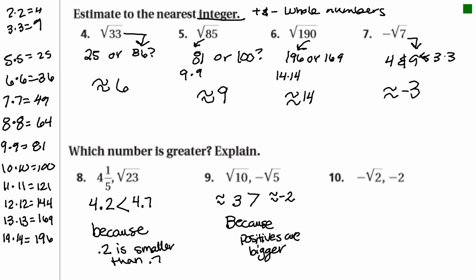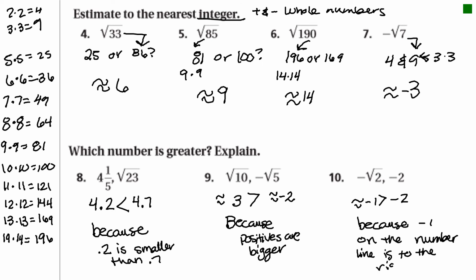Okay, let's go to our next one. The square root of 2 is approximately negative 1. Right? I rounded again. And which one is bigger out of negative 1 and negative 2? Negative 1, because negative 1 on the number line is to the right of negative 2.